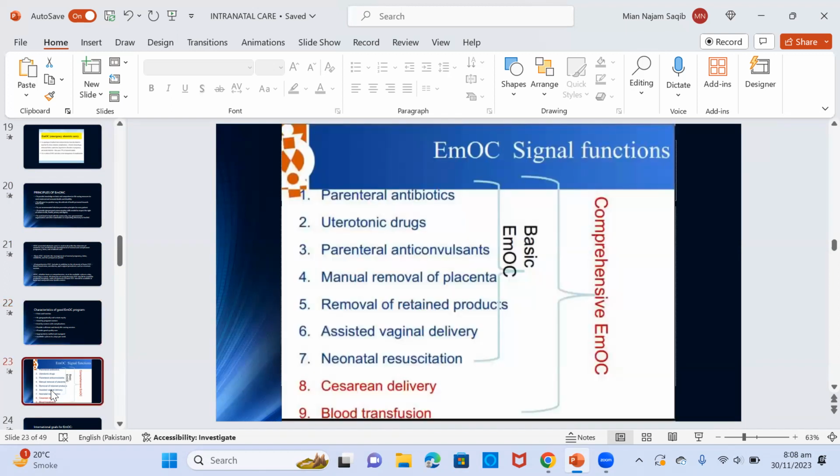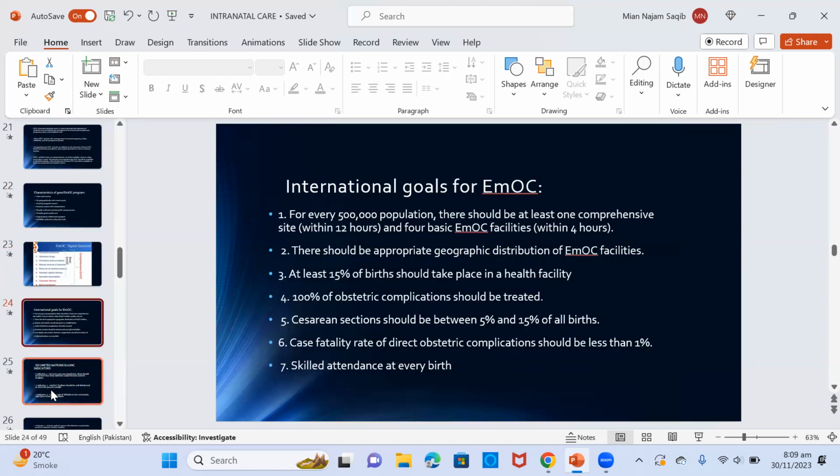These are the signal functions. Basic emergency obstetric care includes parenteral antibiotics, uterotonic drugs, parenteral anticonvulsants, manual removal of the placenta, removal of retained products, assisted vaginal delivery, and neonatal resuscitation. Comprehensive emergency obstetric care includes all those 7, including the basic, along with cesarean delivery as well as blood transfusion.